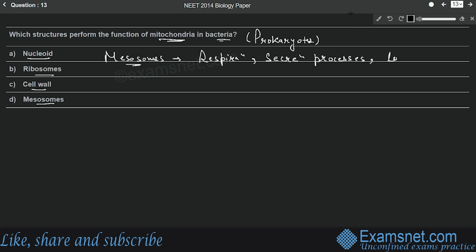then to increase the surface area of the plasma membrane and the enzymatic contact. So all these are performed with the help of mesosomes in case of bacteria. So option D, mesosomes, will be the correct answer.